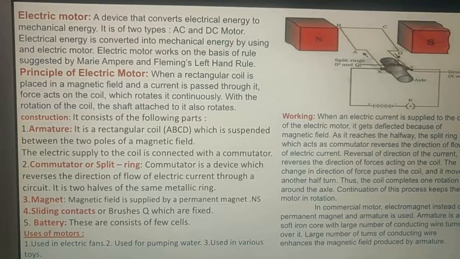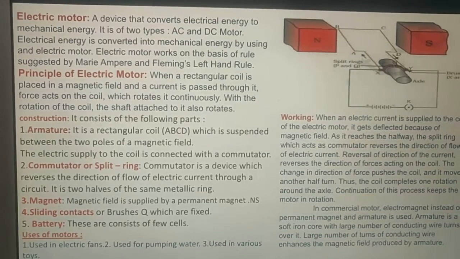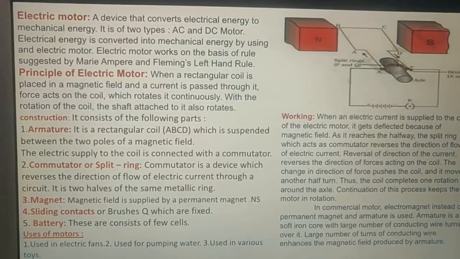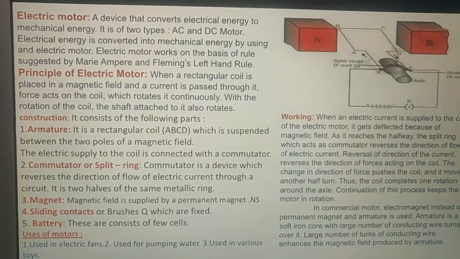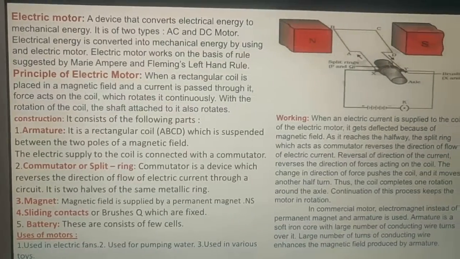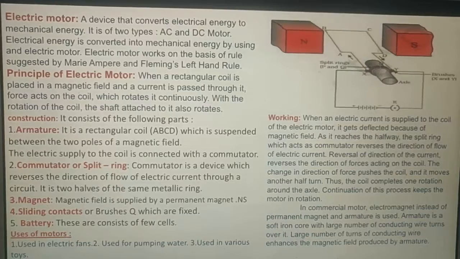Construction. Armature is there. Commutator or split rings, magnet, sliding contacts, battery, and the uses of motors. Motors are used in electric fans, for pumping water, and for various toys. The working, let us see the working of this. In this diagram we can understand the working.